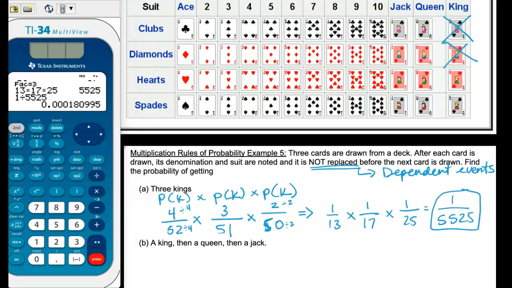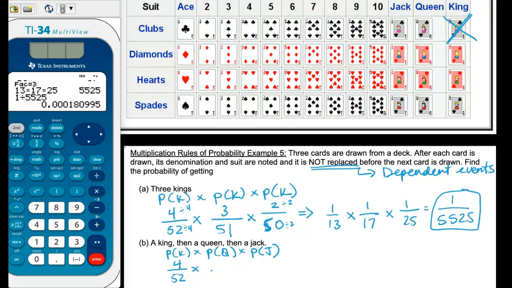And so for this next one, I'm just going to write down probability of king times probability of queen times the probability of jack. And then I'm going to erase the marks that I had from the previous problem. Okay, so I have 52 cards to start with, and there are 4 kings. So I'm going to say 4 out of 52 is my chance of getting a king. Now, if I pick a king, I'm going to cross that off.